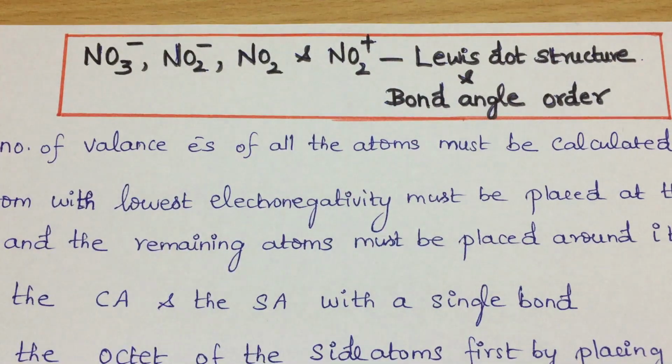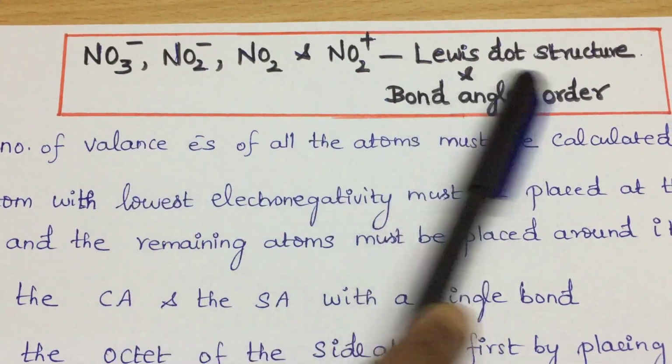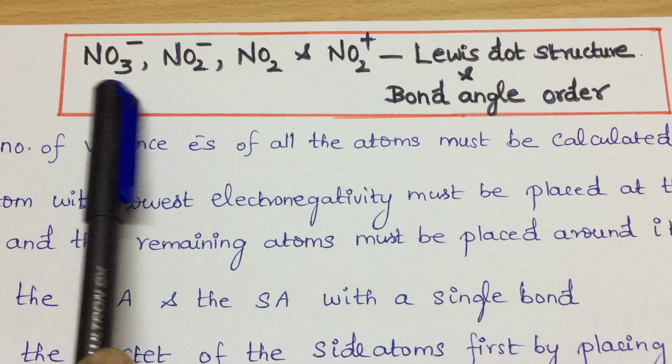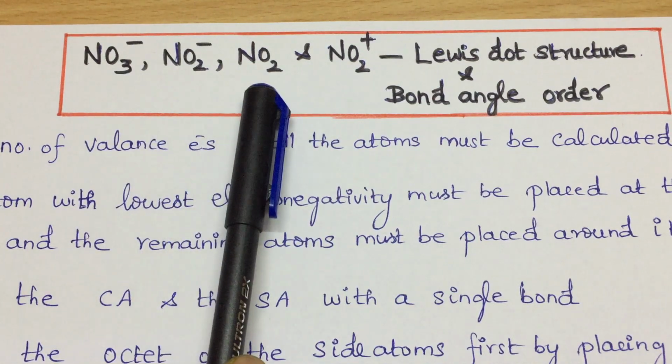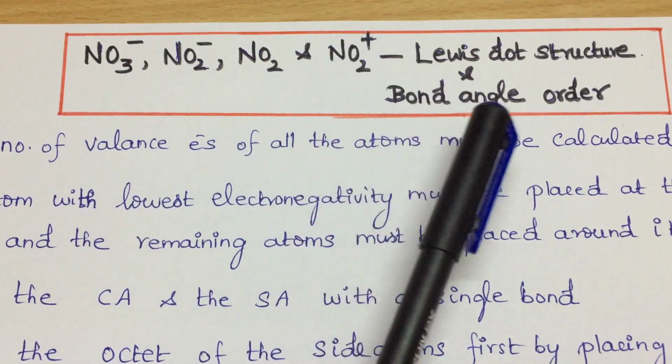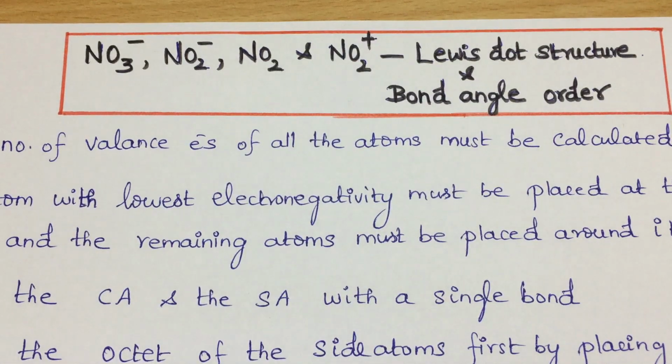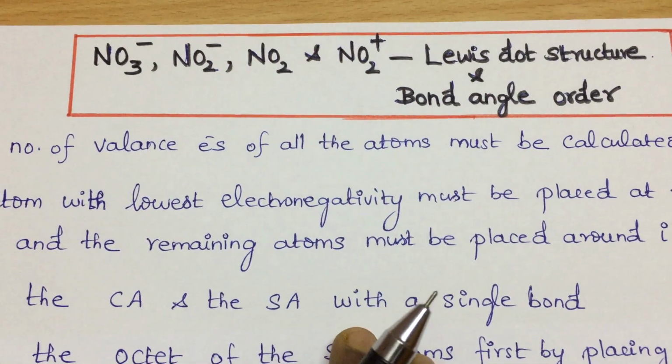Hi students, in this video I am going to teach you how to write the Lewis dot structure of the species NO3 minus, NO2 minus, NO2 and NO2 plus and their bond angle order. Okay, so these questions you can often find in most of the competitive exams, and students somehow find it confusing to solve, but by the end of this video you will find it very easy. So let's move on to the video.